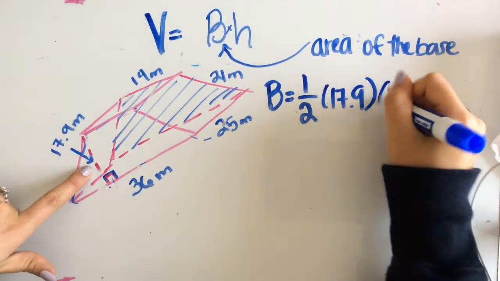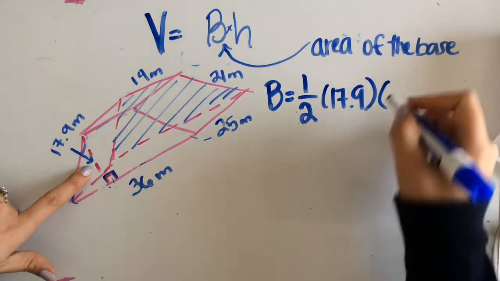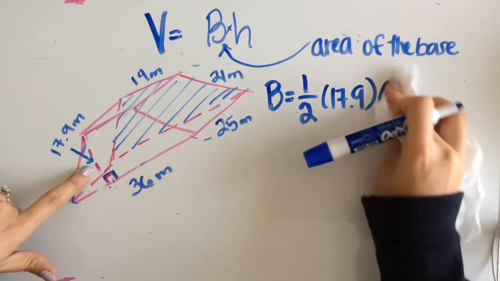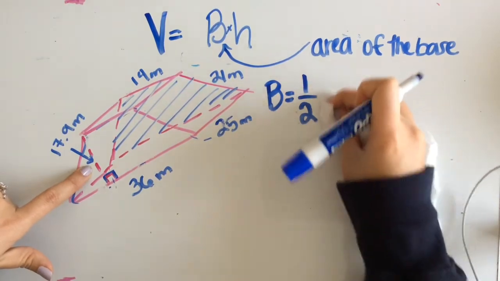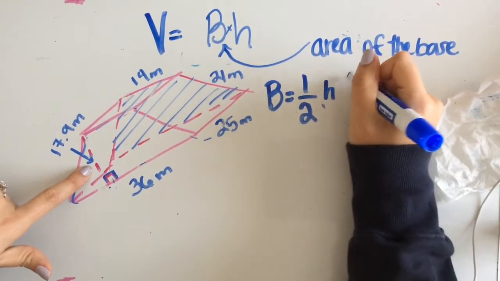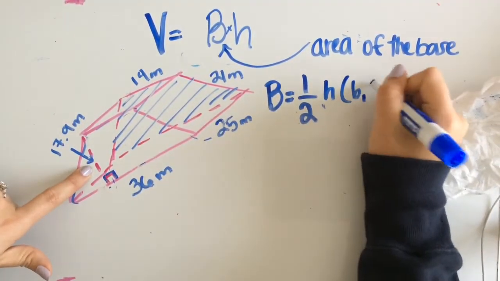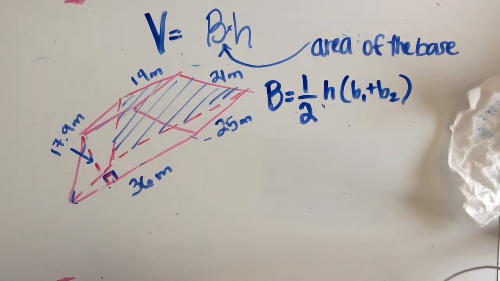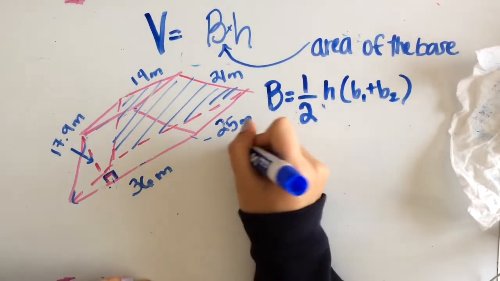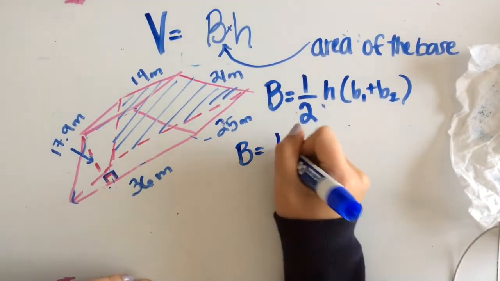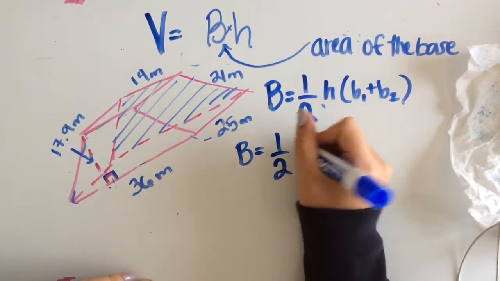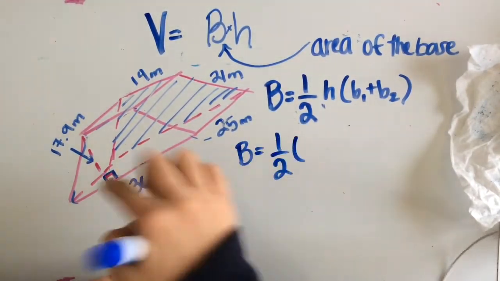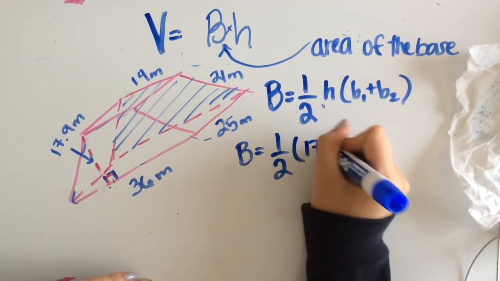Then I have to multiply that by base 1. Oh, let me give you the formula first instead of plugging things in. We'll do it one step at a time. Height times base 1 plus base 2. That's my formula for a flat two-dimensional trapezoid. That's how I find the area. Okay, now I'm going to plug things in. Big B equals 1/2 times the height, which I pointed out, is 17.9.